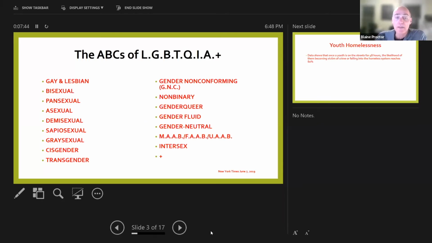And then there's the letter A. A lot of people say that A stands for ally. An ally is a supporter, typically a cisgender supporter of the LGBTQIA population. But many other people look at the letter A and think that it stands for asexual, which is something that we'll get into in a couple of minutes. And then at the very end is a plus sign, which is meant to cover anyone else who doesn't identify in one of these seven letters.